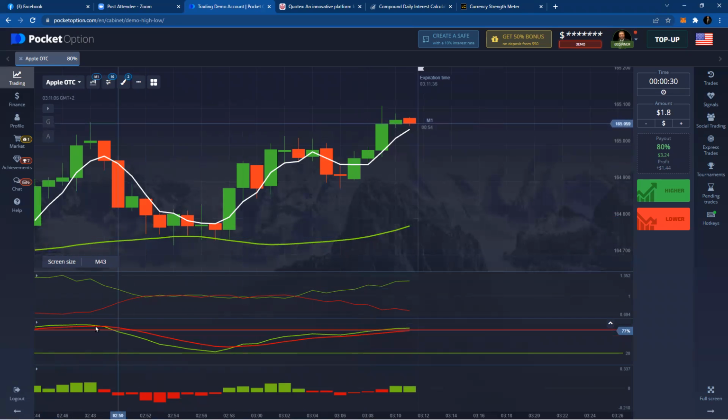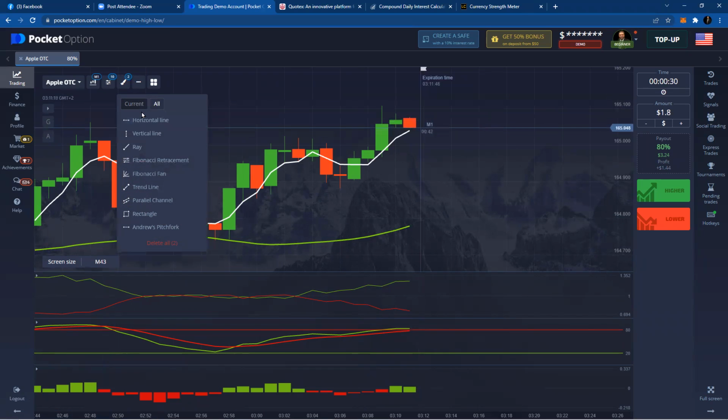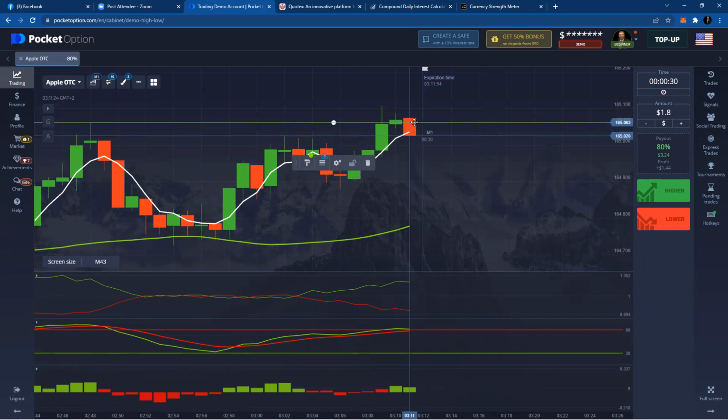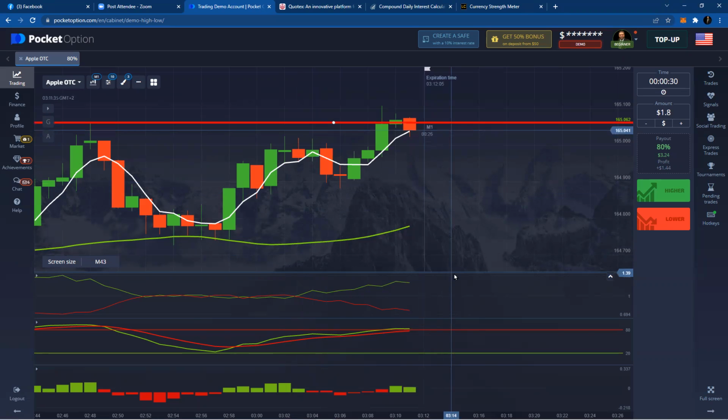You take a look at your oscillator, and right here is going to be your resistance level. Okay, and your resistance level is going to be right around here, because that's where the wick ended up. And what we did last week is we marked it with a horizontal line. So we went over here, and we made that line red. And we made it 5 pixels so we wouldn't miss it. So there's your resistance level.